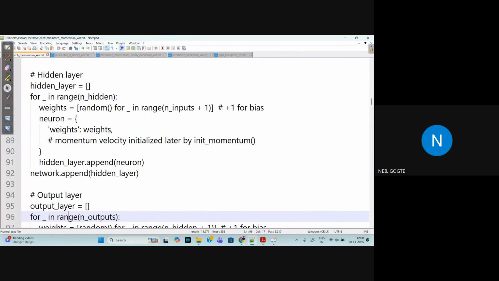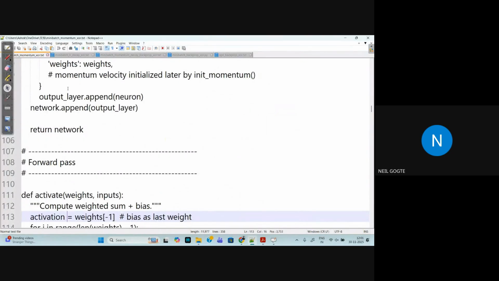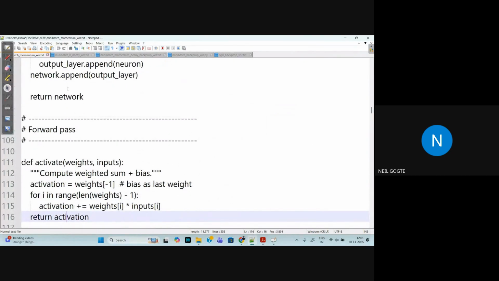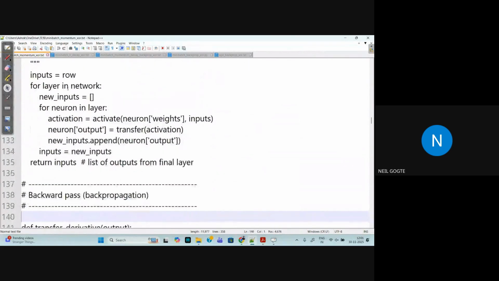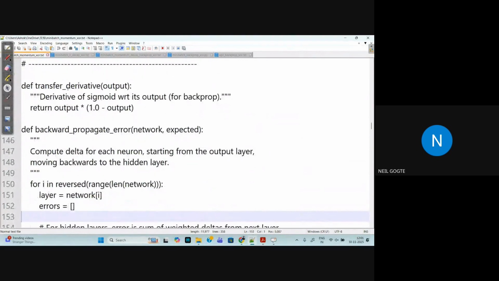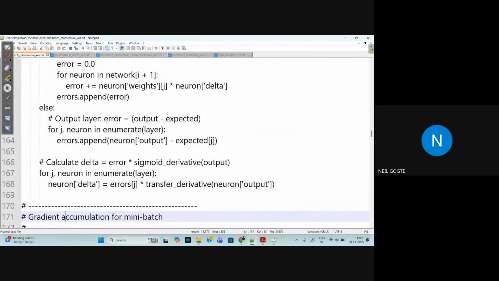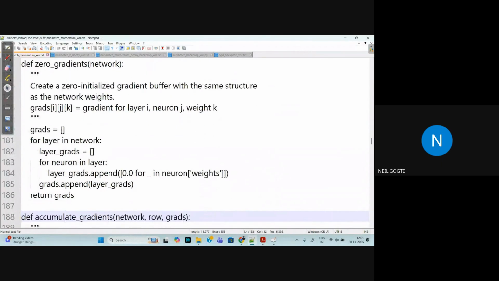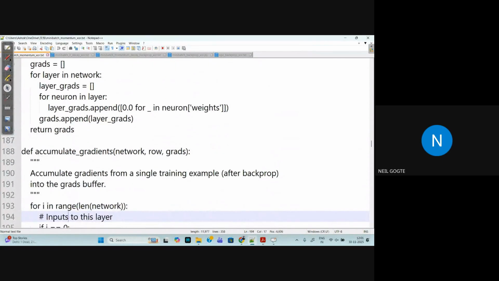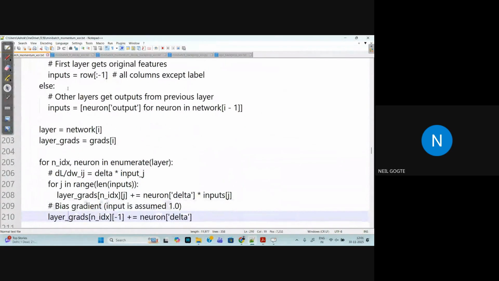This is the data structure which we have. This is just sent in a different way. This is all the same. Activation, let's just keep going. Forward propagation will also remain the same. Backward propagation will also remain kind of the same. So zero gradients will also remain the same. Accumulate gradients will also remain the same. No change.